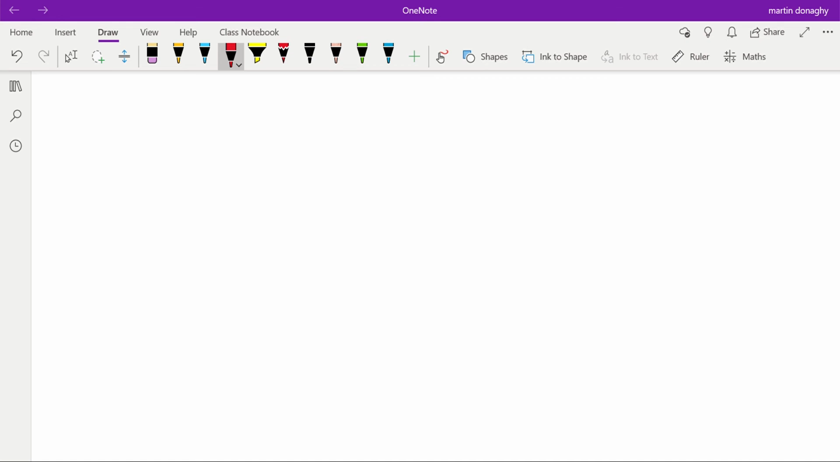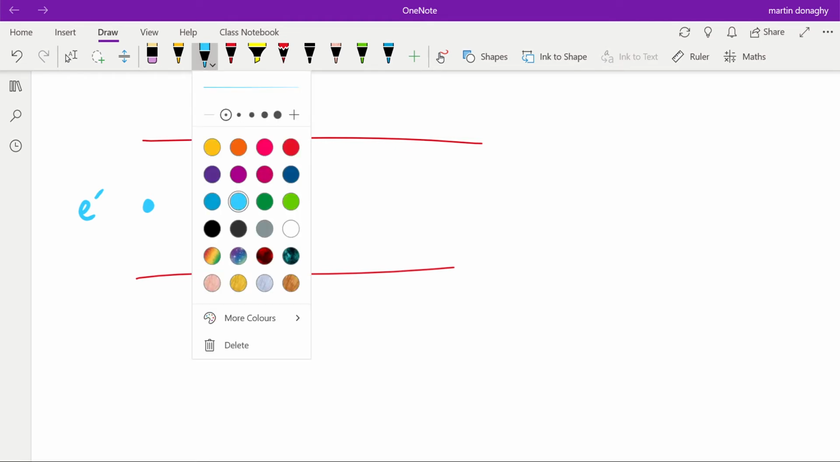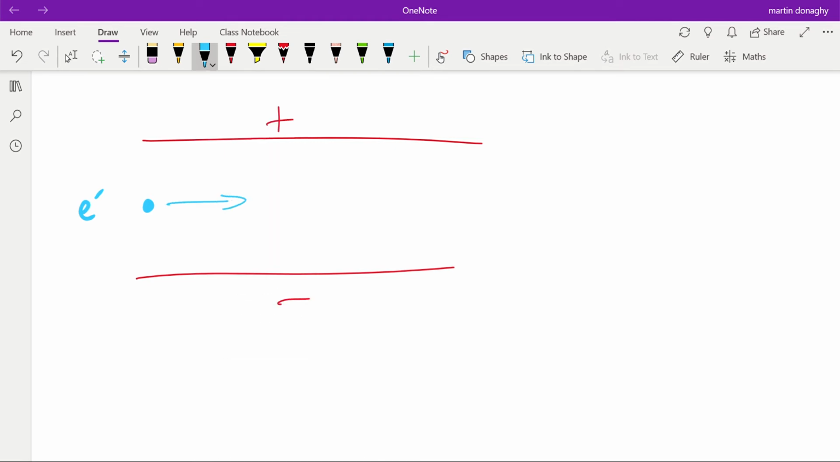Now, once we've got the acceleration, we can then just treat our electron as a projectile. So let's look at its motion. We have a positively charged plate up here, a negatively charged plate down here, and we have our little electron, which initially is traveling at a speed of 4 by 10 to the 6 meters per second.